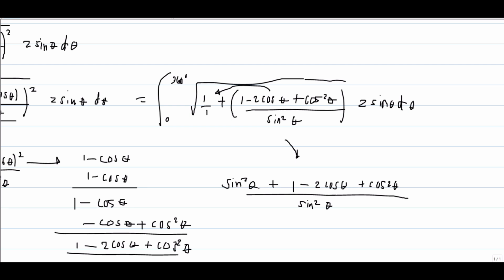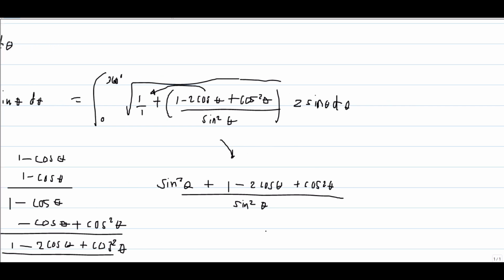Sine squared theta over sine squared theta is 1, no? Then 1 times the numerator, 1 minus 2 cos theta plus cosine squared theta, remains. By the way, take note of the Pythagorean relationship: sine squared theta plus cosine squared theta equals 1.